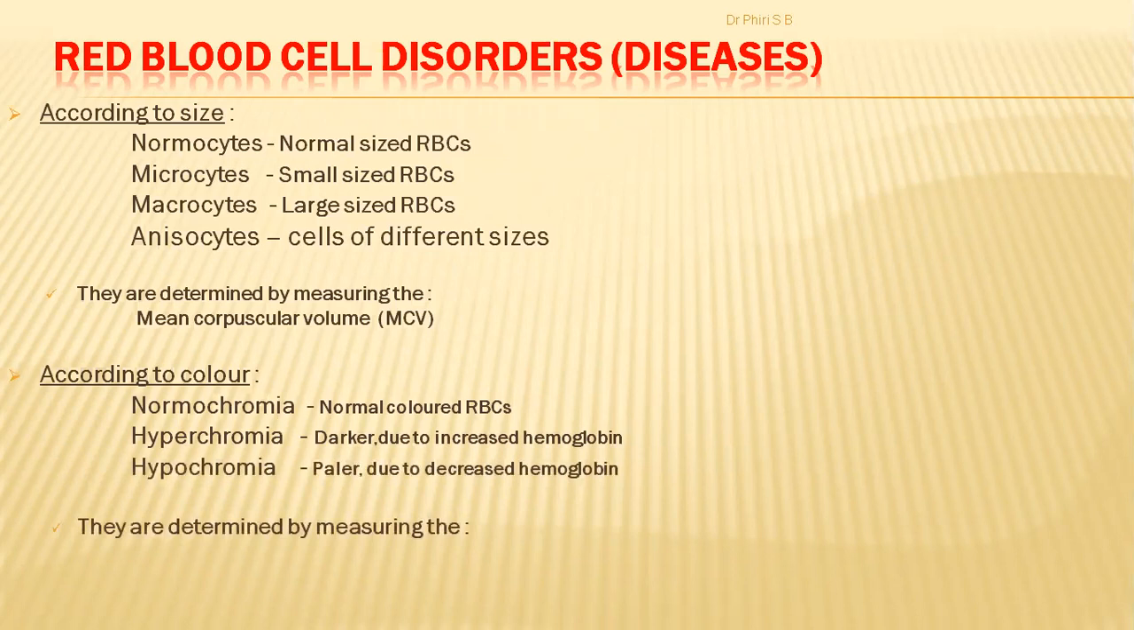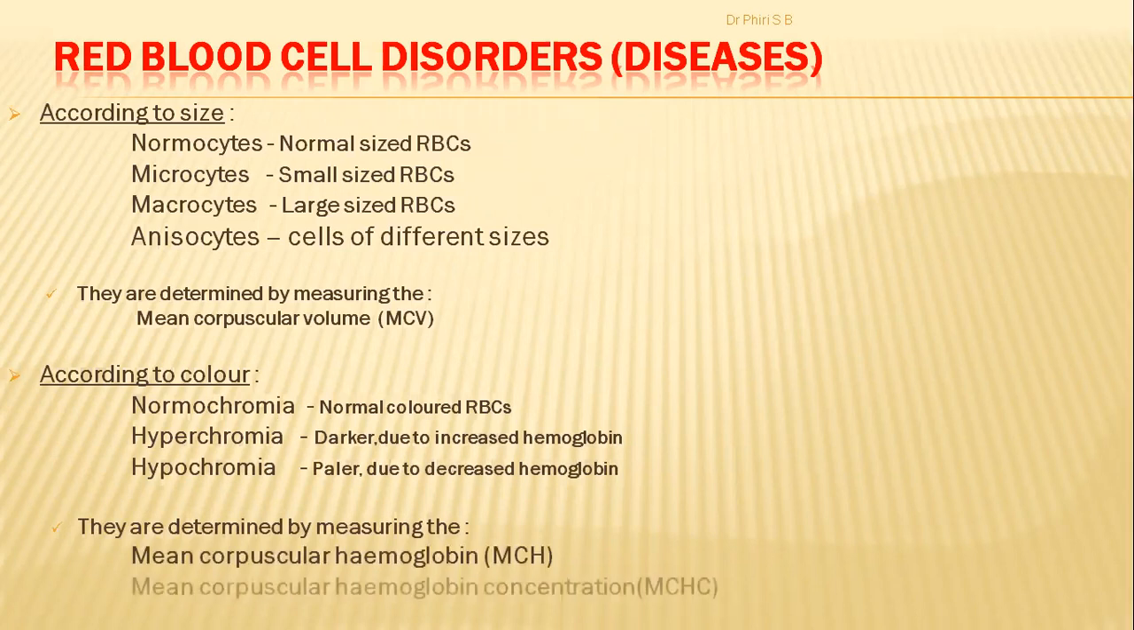Hypochromia, they will be pale due to decreased hemoglobin content, and you can calculate this using MCH and MCHC, the mean corpuscular hemoglobin and the mean corpuscular hemoglobin concentration. So these were already discussed. Some of these red blood cell disorders are classified based on the size of the cells and also the color of the cells.